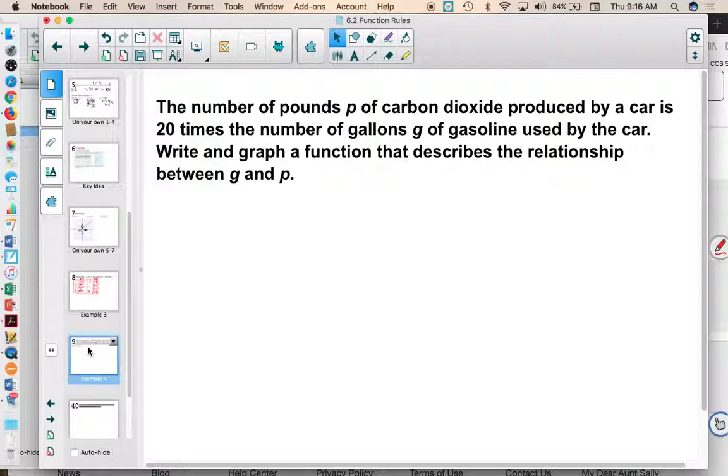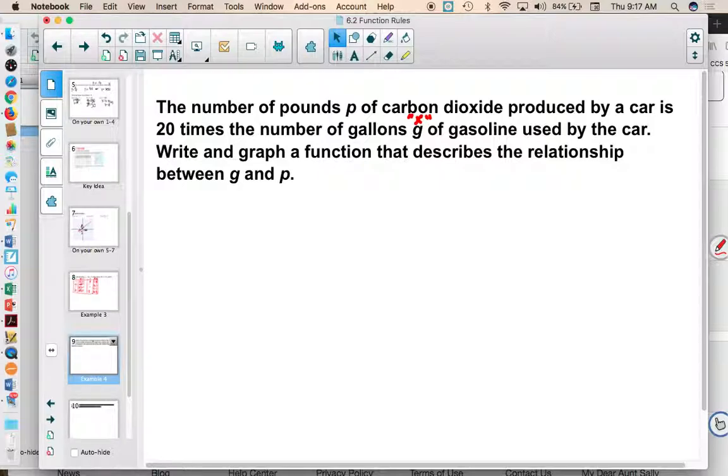The number of pounds, P, of carbon dioxide produced by a car is 20 times the number of gallons, G, of the gasoline used by the car. Which is the independent variable? Because that's going to be our X. Which one is it, Justin? G. So the gasoline is independent, so we're going to change it and we're going to call it our X.